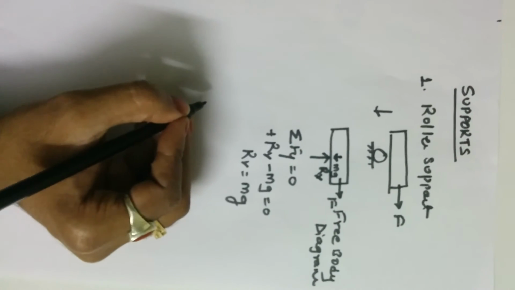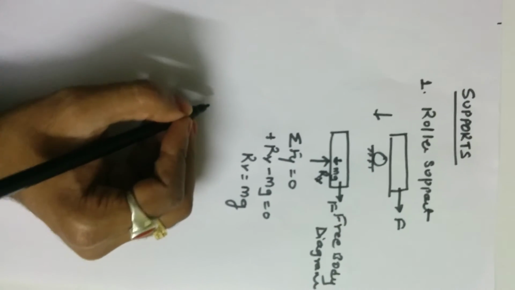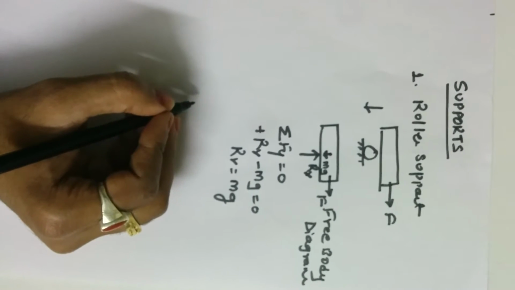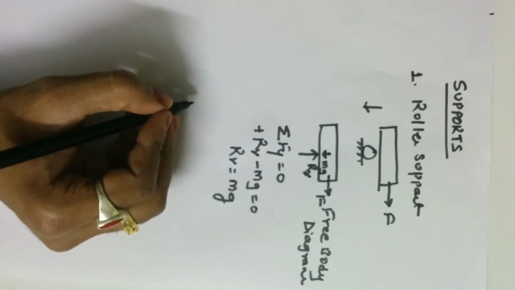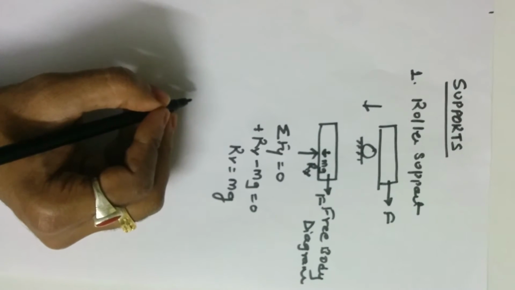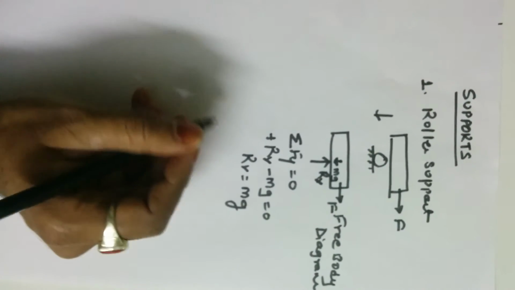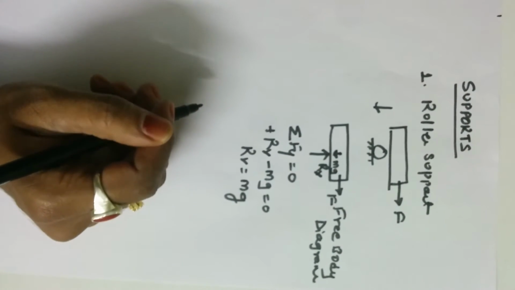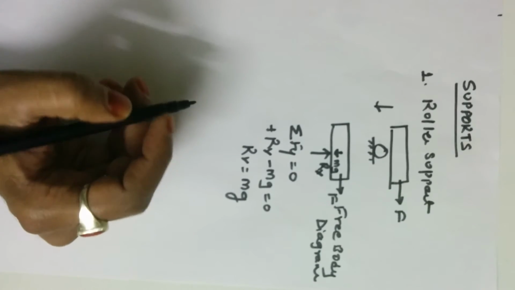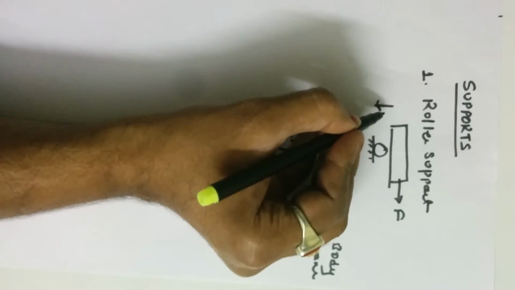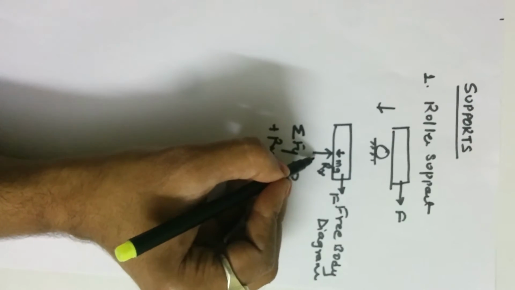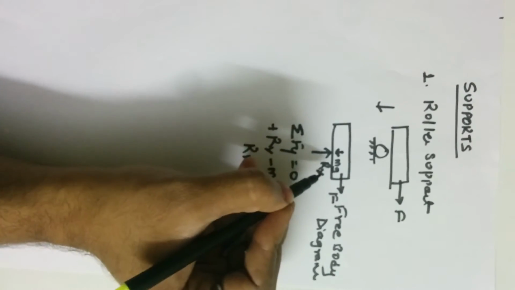So this was all about roller support. In short, we can say that a roller support is such that the reaction force due to the roller support is only a single force, and that force will act in a direction in which the body is not allowed to move. For example, in this case, the body is not allowed to move in the downward direction. Therefore, the roller support was exerting a reaction in the upward direction.